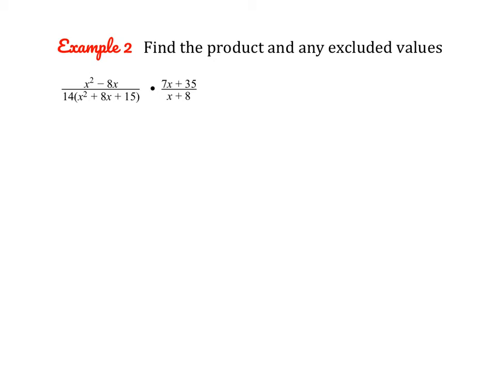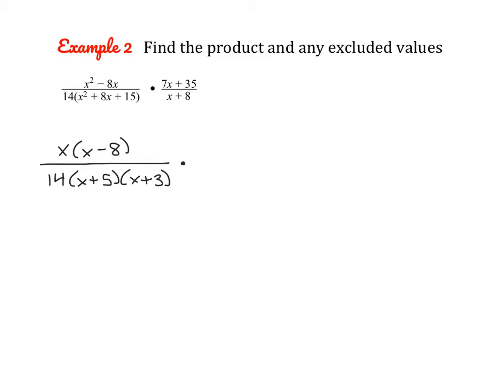All right, let's try another one together. So let's start by factoring. Here in our numerator, we have a GCF of x, so this becomes x times (x minus 8). And then in our denominator, we have 14 as a factor, and this trinomial can be factored to (x plus 5) times (x plus 3).